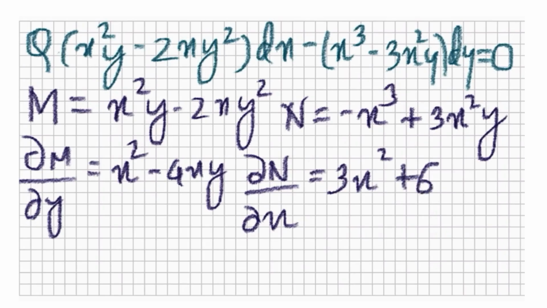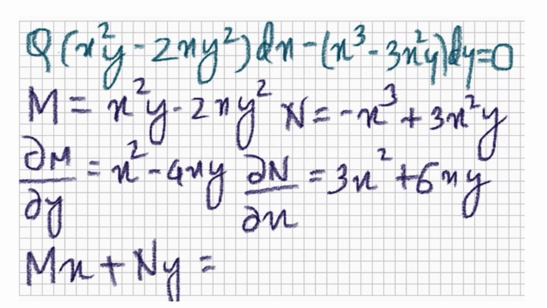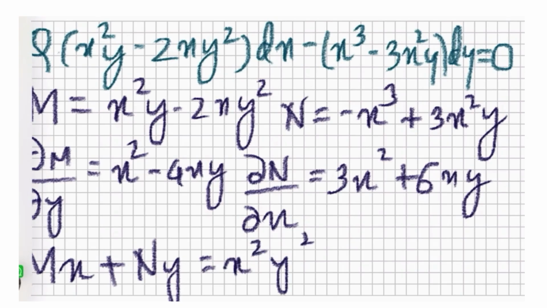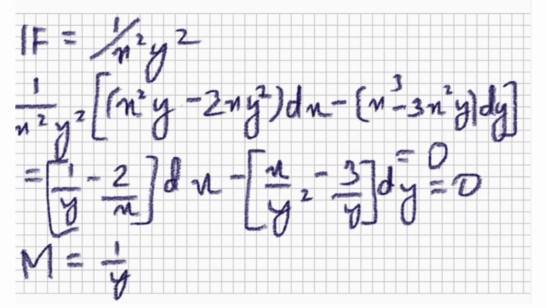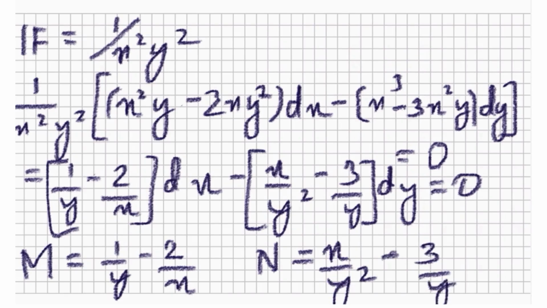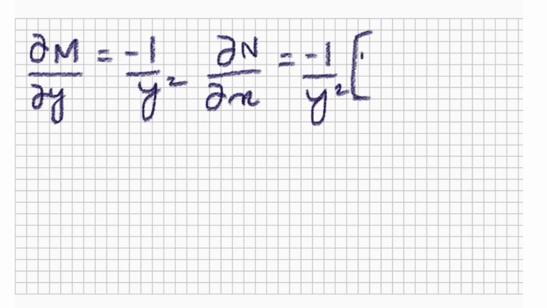Since this equation is homogeneous, we change this equation by multiplying it with the integrating factor 1 by Mx plus Ny, which is 1 by x square y square, and which is not equal to 0. After multiplying our integrating factor to the differential equation, we get a new set of dx and dy terms, which we again partially differentiate. After partially differentiating the new set of dx and dy terms, we see that they are both equal.